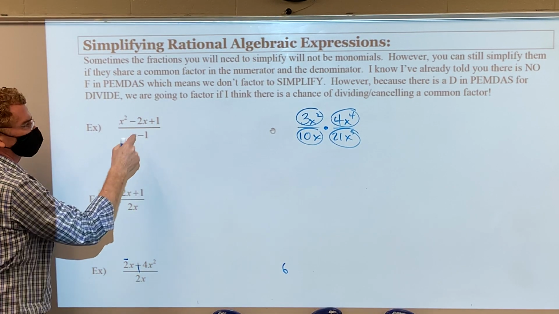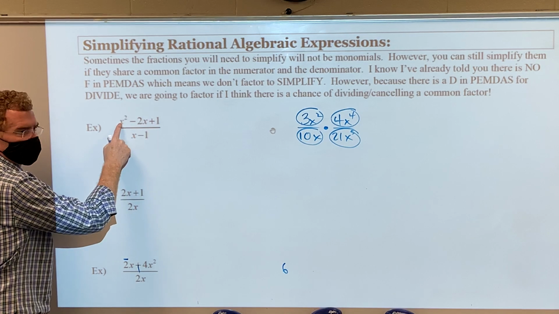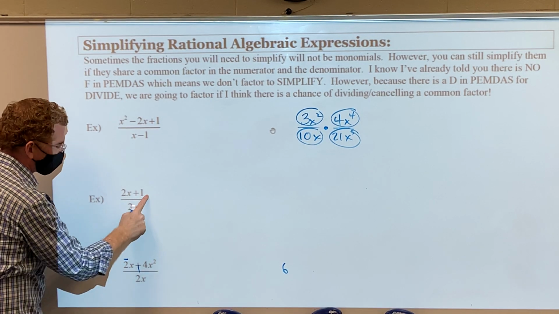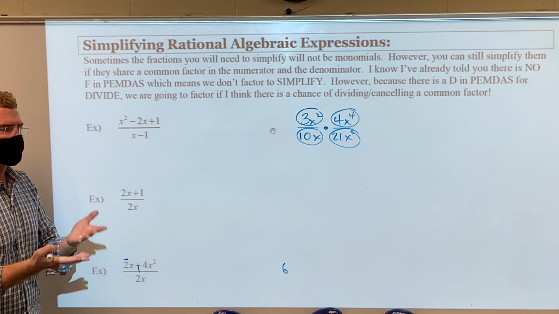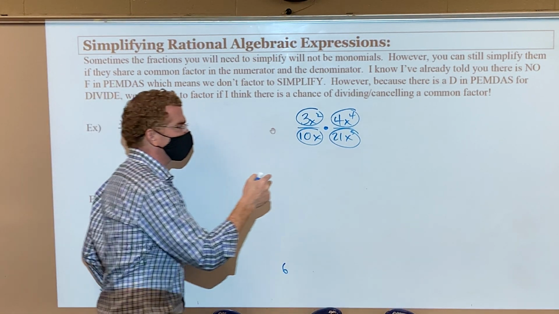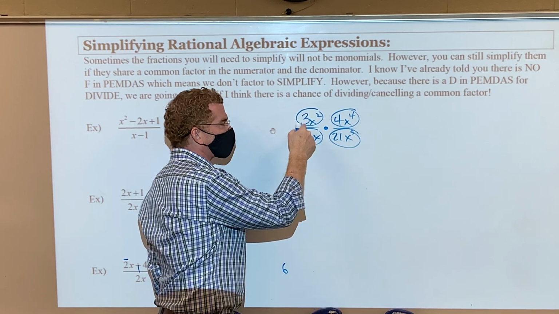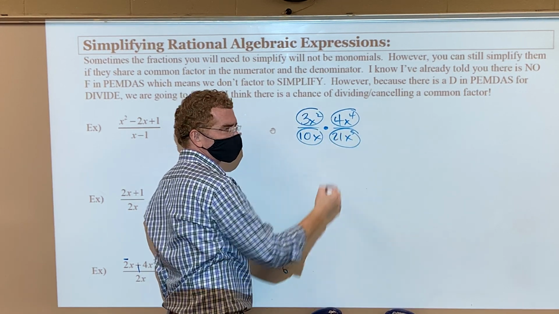But now we're going to introduce what happens when I don't have just monomials, but I have trinomials or binomials or things like that. Well, the same idea is in play. Right here, somebody tell me why I can cancel that 3 with that 21.